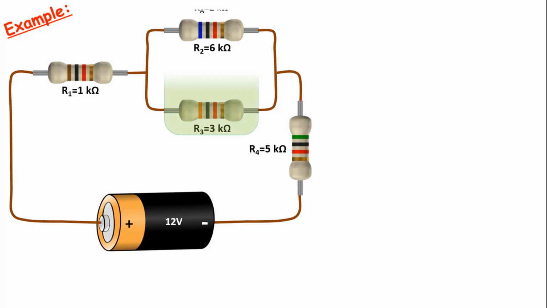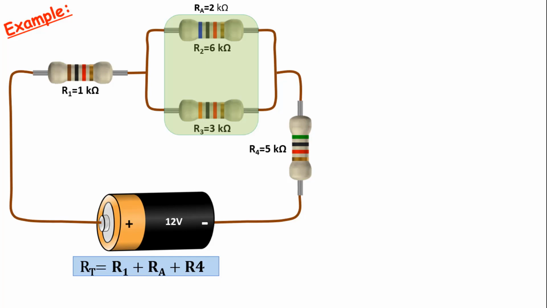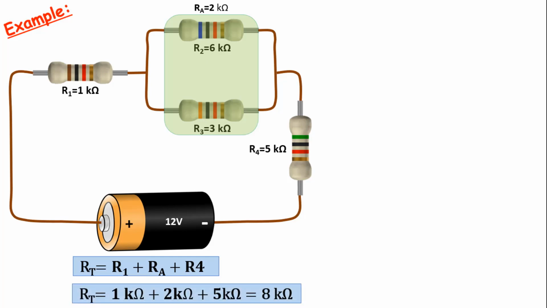First, let's find the total equivalent resistance of this circuit. We have already found the equivalent of 3 kiloohms and 6 kiloohms resistors connected in parallel as 2 kiloohms. We also called this RA. Since the newly connected resistor R4 is also connected in series, we can find the equivalent resistance by adding them all together. The equivalent resistance will be 8 kiloohms from the sum of 1 kiloohm plus 2 kiloohms plus 5 kiloohms. We have found the equivalent resistance.